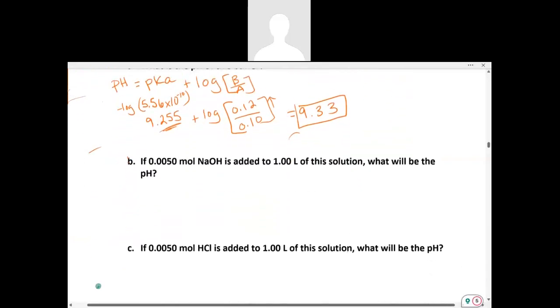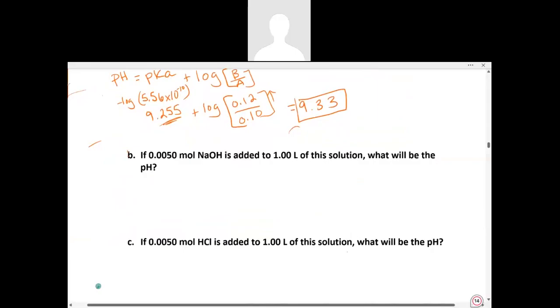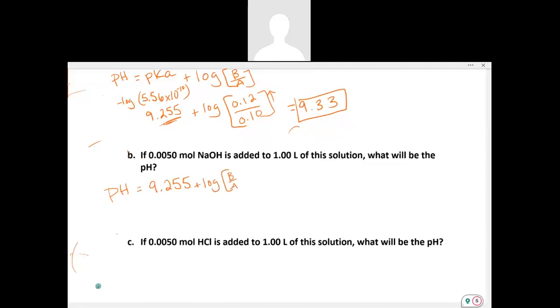Now we see in part B, we have our pKa value. To solve for our new pH, we're going to add some base. So our pKa is the same because it's the same buffer system. So we have this value, this 9.255, plus the log of our base to acid concentration. So how do we find, after the addition of this amount of base, what our new concentrations for our buffer system will be? We know that when we add a strong base, it will react with the weak acid and increase the concentration of weak base.